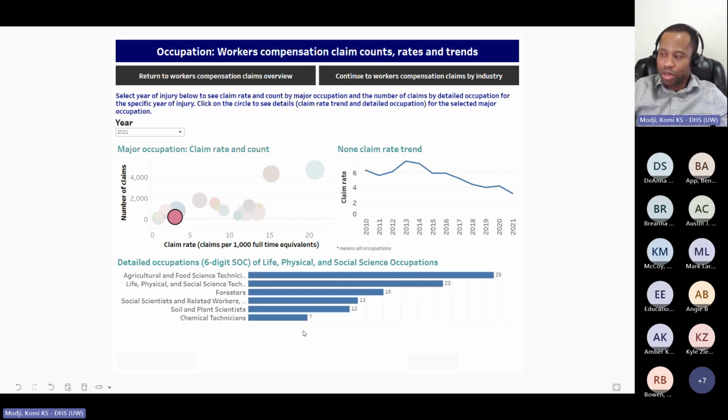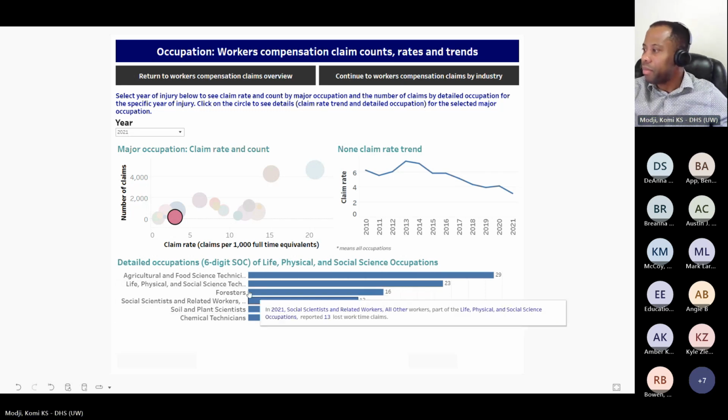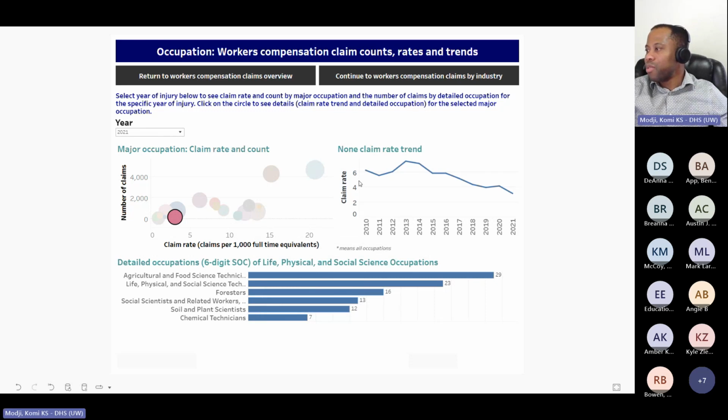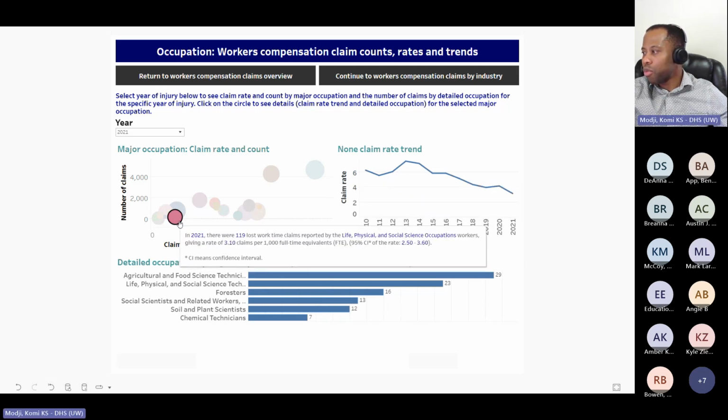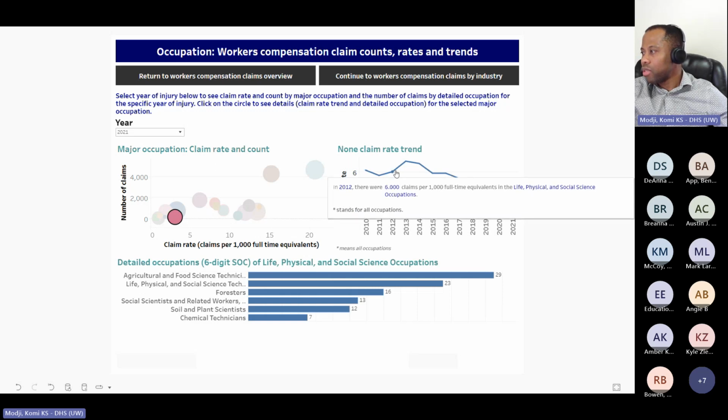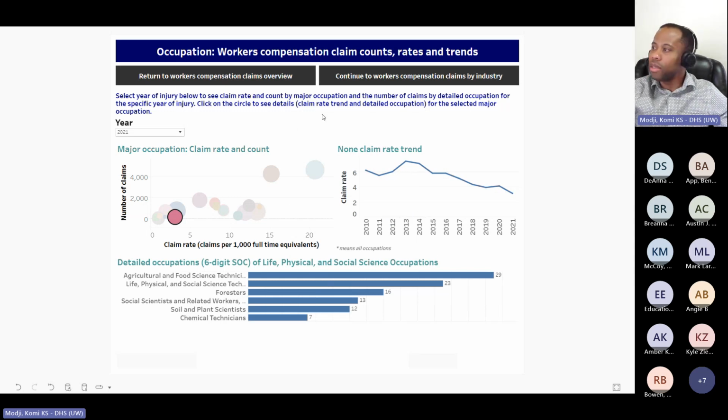If we apply data suppression rules, you cannot see anything less than 5 on these bar graphs. Interestingly, we can also see the claim rate trend within this specific occupation from 2010 to 2021. It does not go straight down, but generally speaking, the trend is a downtrend with some peaks in 2013 and 2014.